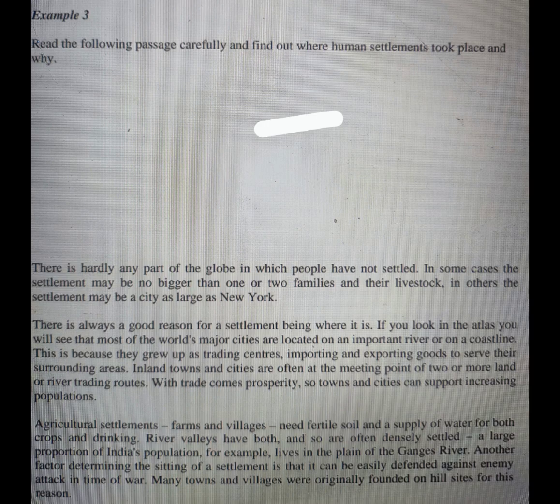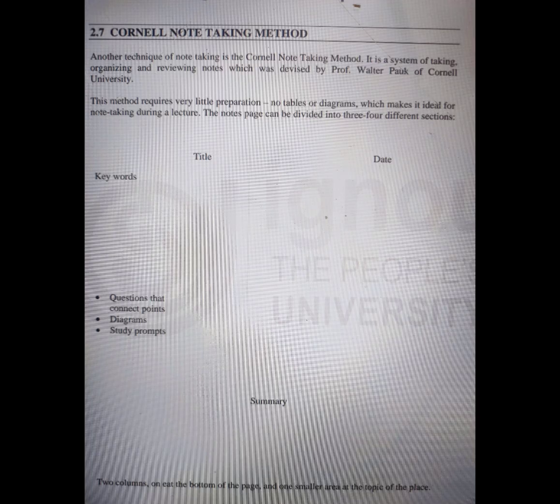Another factor determining the siting of a settlement is that it can be easily defended against enemy attack in time of war. Many towns and villages were originally founded on hill sites for this reason. Cornell note-taking method. Another technique of note-taking is the Cornell note-taking method. It is a system of taking, organizing and reviewing notes which was devised by Professor Walter Pauk of Cornell University.